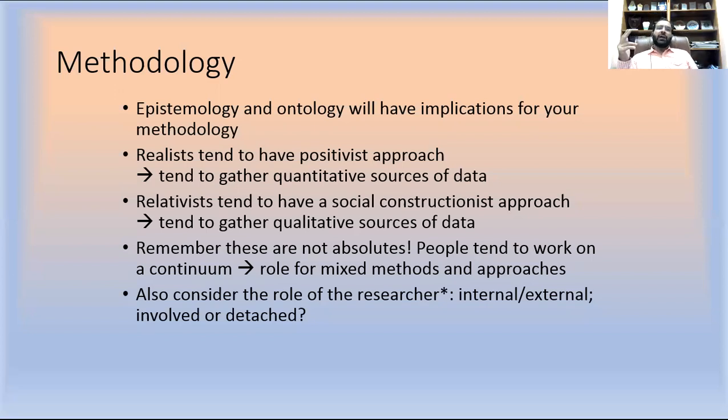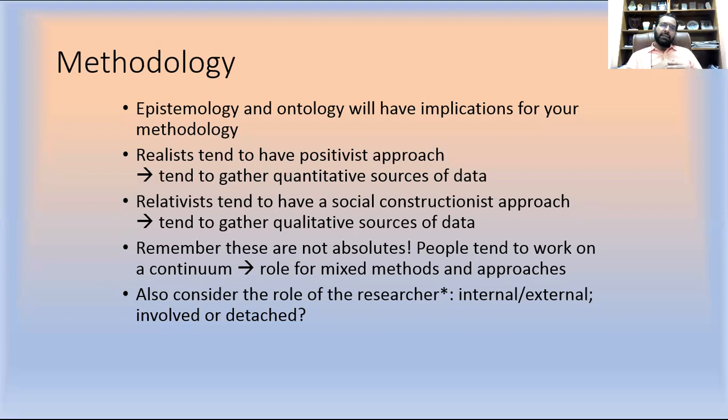So realists tend to have a positivist approach, as we discussed in the previous slide as well, and tend to gather quantitative sources of data. Now you have that understanding: those who believe in the realist ontology have a positivist approach when you talk about epistemology. And when they have that positivist approach, they go for objective analysis, and normally for quantitative sources of data. They want to apply some quantitative analysis techniques to see how it works.